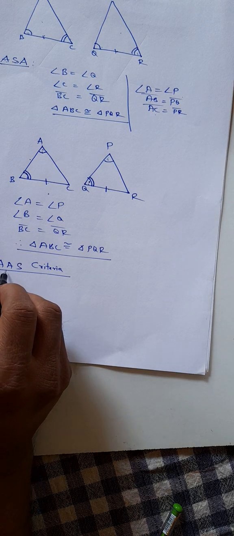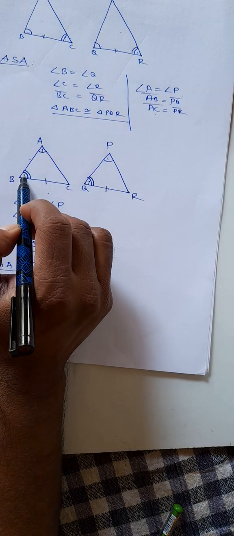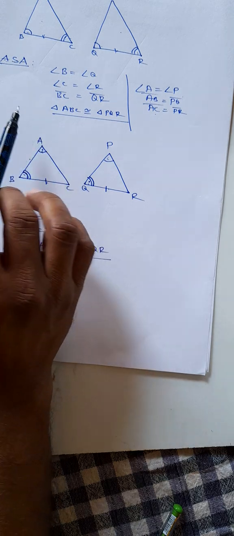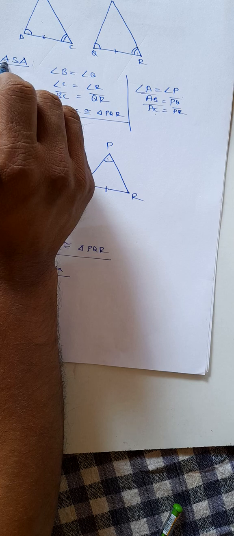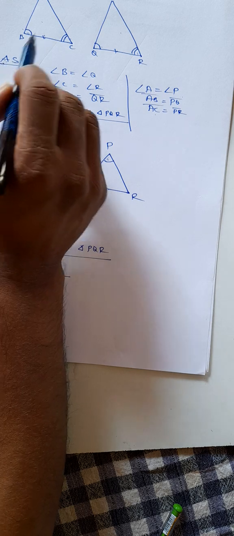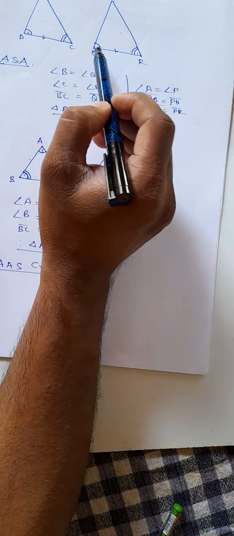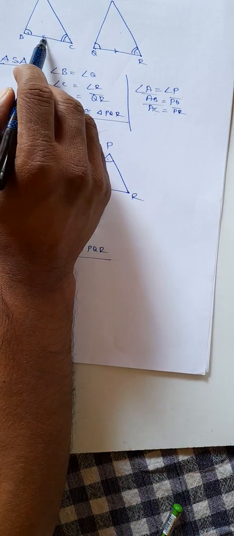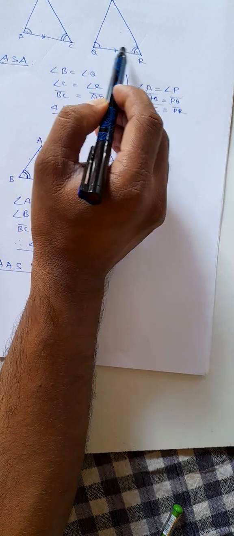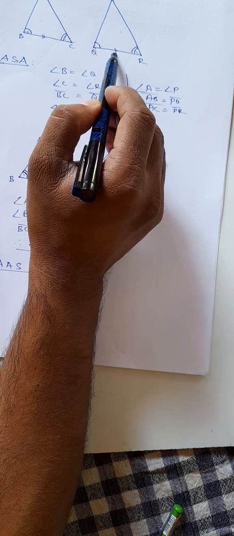It is named AAS because of angle, angle, side. But in the earlier case, the side was included by these two angles. That is why it was named ASA, angle side angle. That means the side was a common arm for these two angles. Here also the side was a common arm for these two angles.